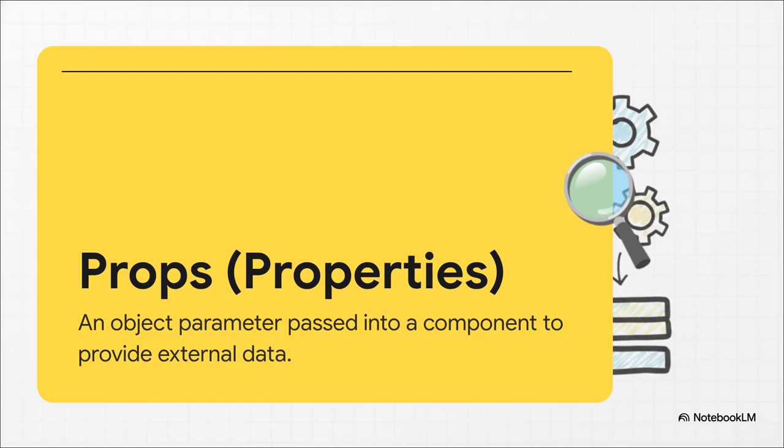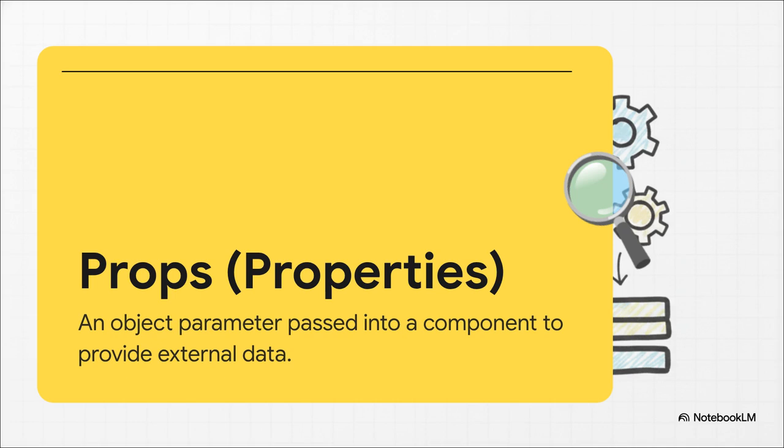Having structural blueprints is awesome, but to make them dynamic, we use props. Props is just short for properties. Think of them like HTML attributes on steroids. When you write a component function, it takes one single parameter, an object called props, and this object holds all the custom external data you feed into it.